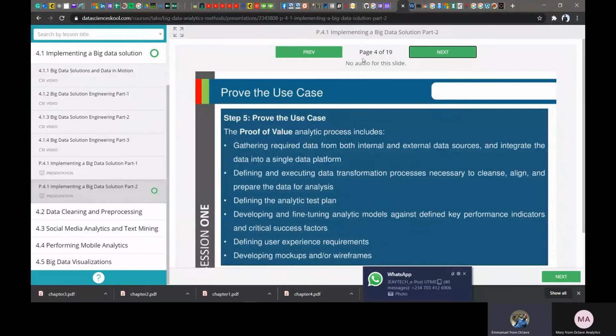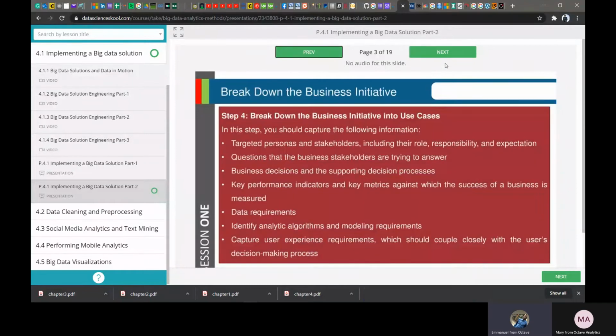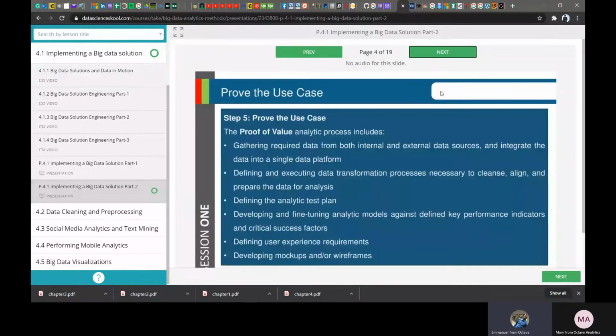Okay. So after we break down the business initiative into use cases, then you can now prove out the use cases. The proof of value analytic process includes this: gathering required data from both internal and external data sources, and integrating this data into a single data platform. Define and execute the data transformation process necessary to cleanse, align, and prepare the data for analysis. You spend most of the time doing this anyway.